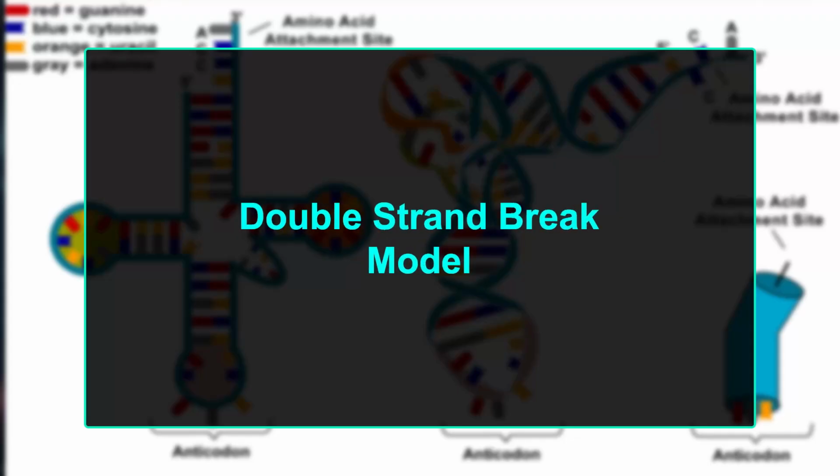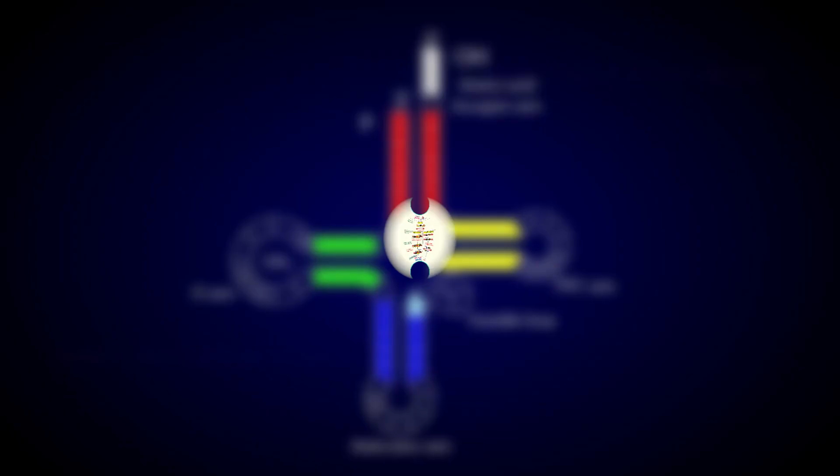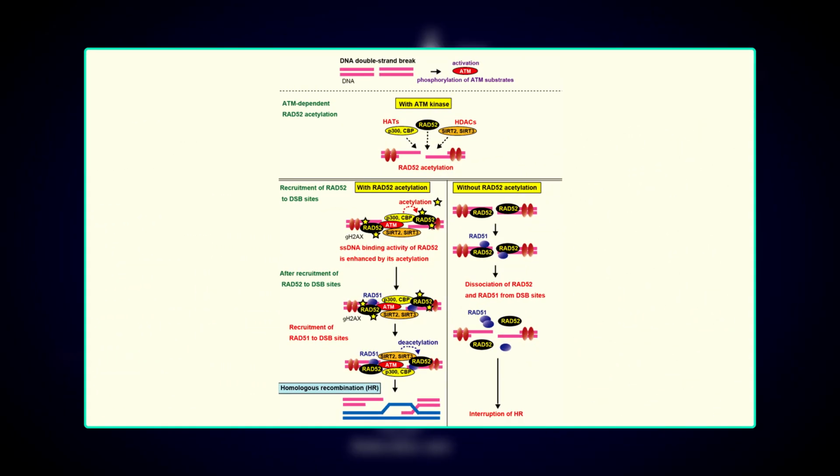Let's now discuss the double-strand break model. According to this model, a double-strand break in one DNA molecule initiates the process of recombination. The double-strand break model of recombination explains production of crossover and non-crossover gametes. So double-strand break recombination results in two Holliday junctions.